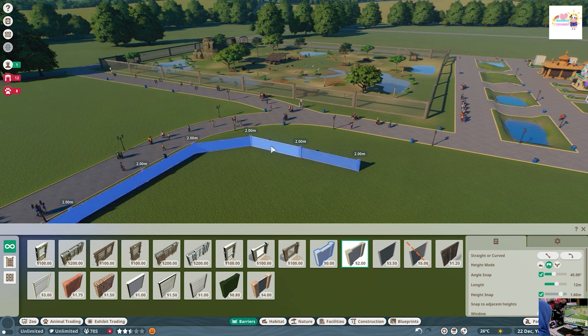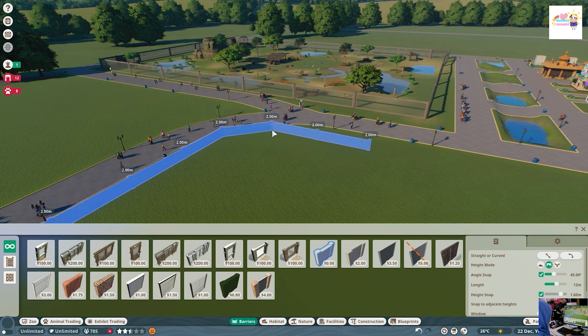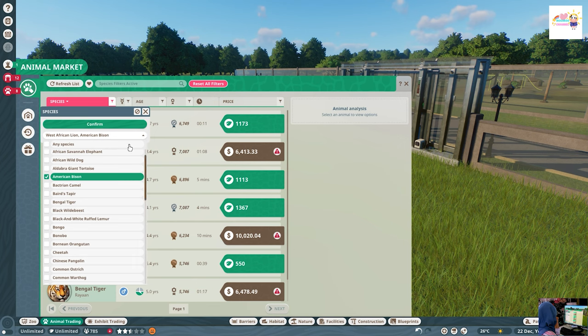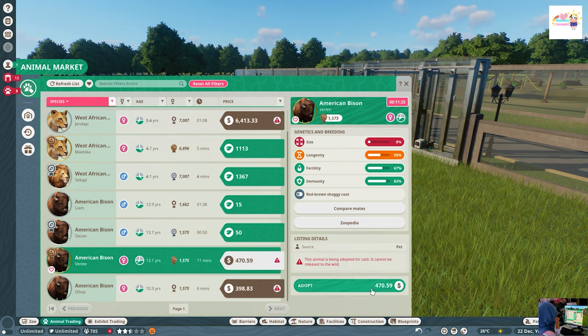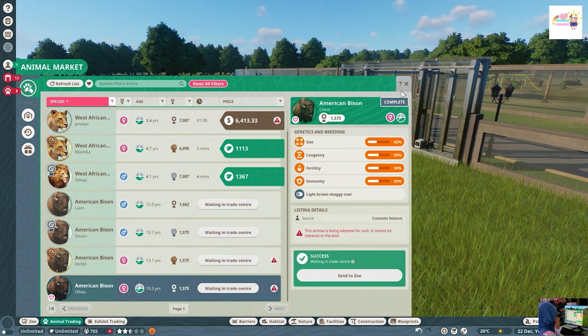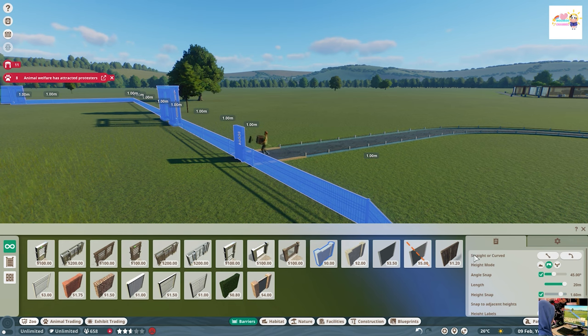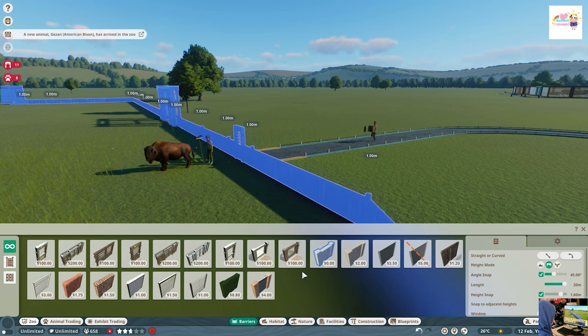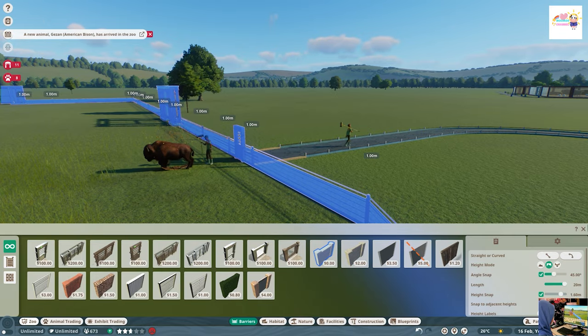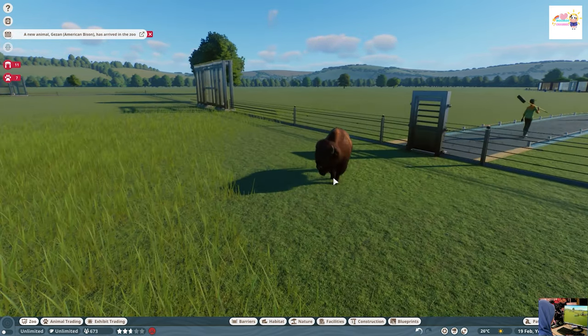The American bison is a large North American ungulate featured in the standard edition of Planet Zoo. Population in the wild is 80,000. The American plains bison is a large ungulate native to the USA and Canada.